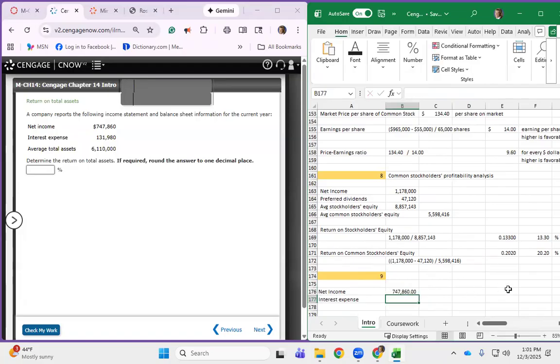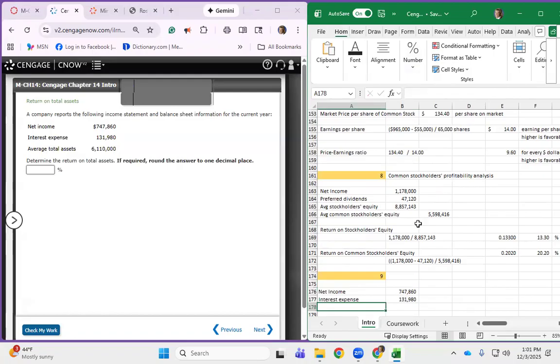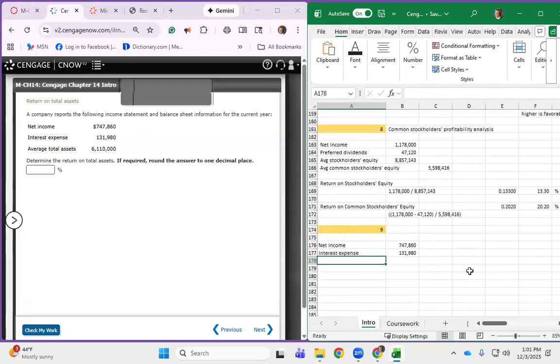747,860. Okay, there we go. 131,980. It's fine. They're in decimals. Those are dollars. And then the last one is the average total assets. This one is a percentage also. Just like those were percentages, return tends to be a percentage. So the average total assets. How would you get average total assets? You would have to look at 2 years at least in a row to get what that number is. They've done that work for us.